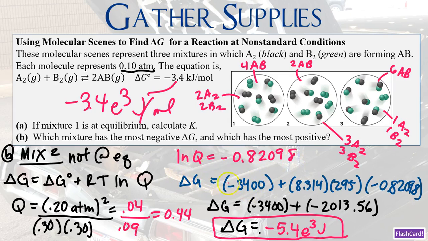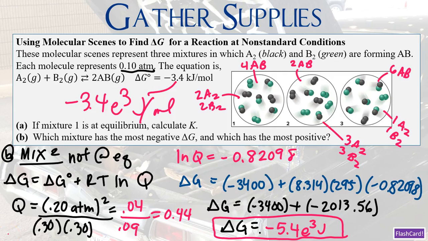So we have delta G is equal to negative 3400, which we know is 3.4 times 10 to the 3, like we saw before for our delta G value, plus 8.314 times 294 Kelvin multiplied by negative 0.82098. So when I multiply all these numbers together here, I get negative 2013.56. So I'm going to go ahead and add my numbers together, negative 3400 plus negative 2013.56, and I get negative 5.4 times 10 to the 3 joules.